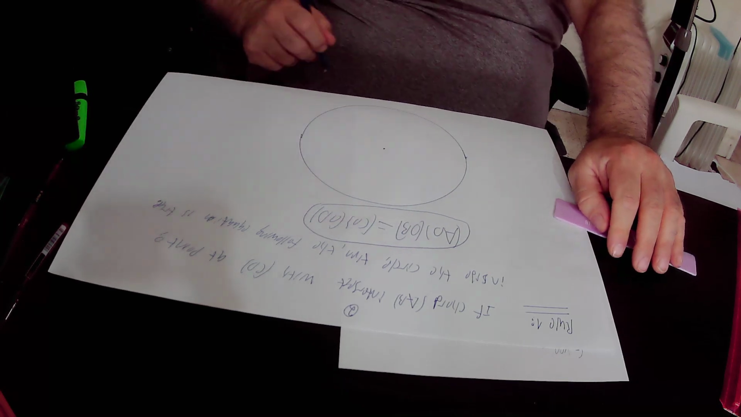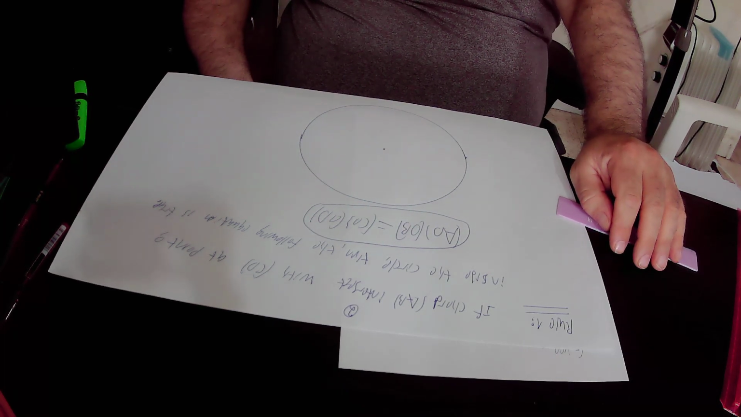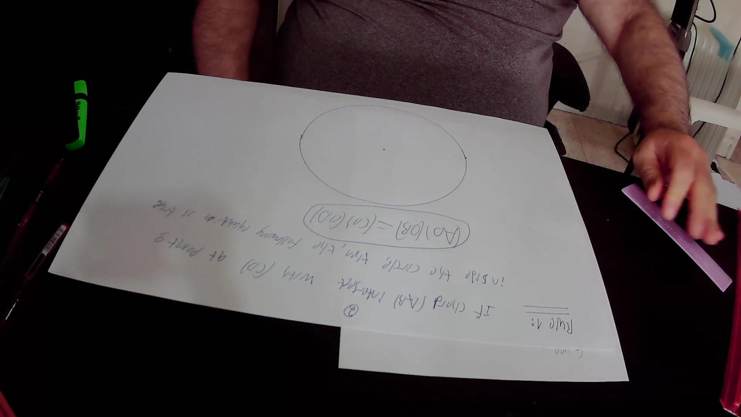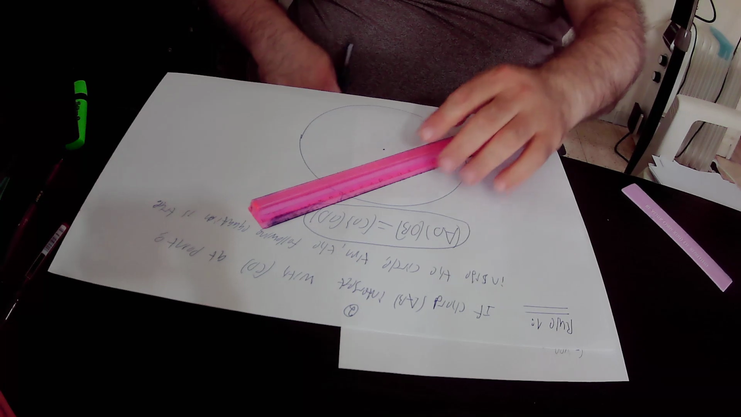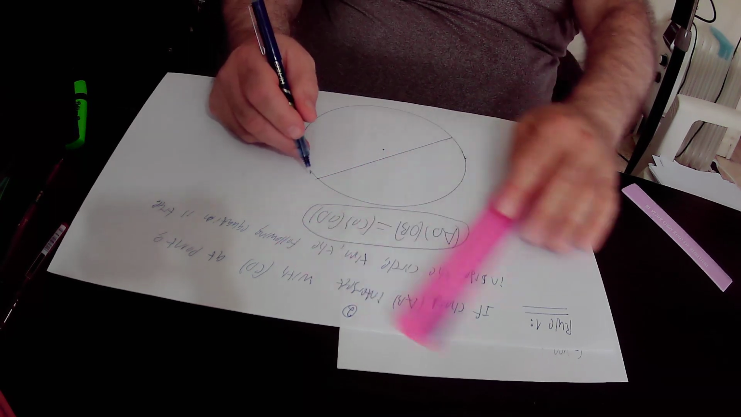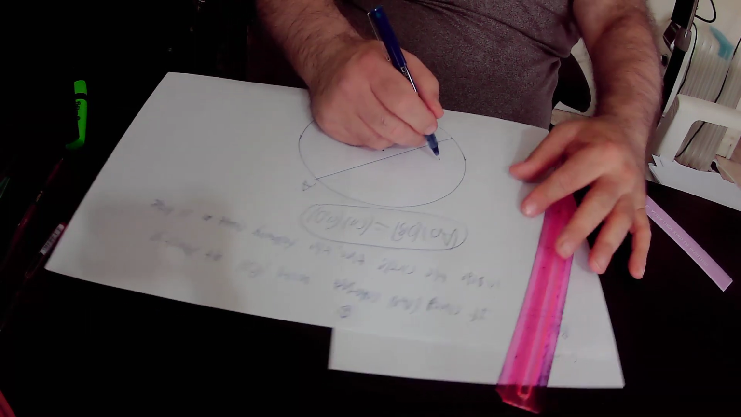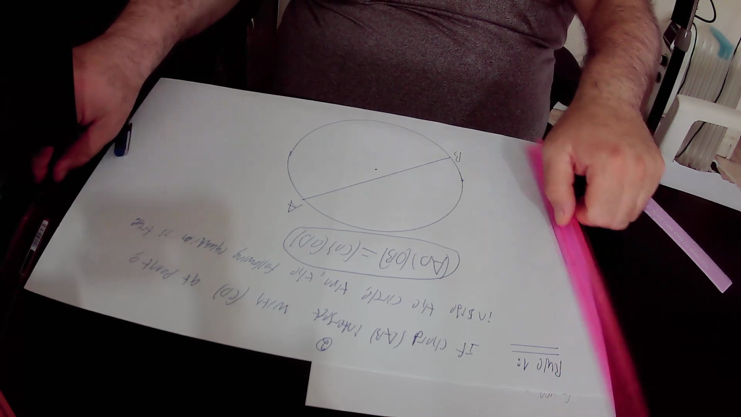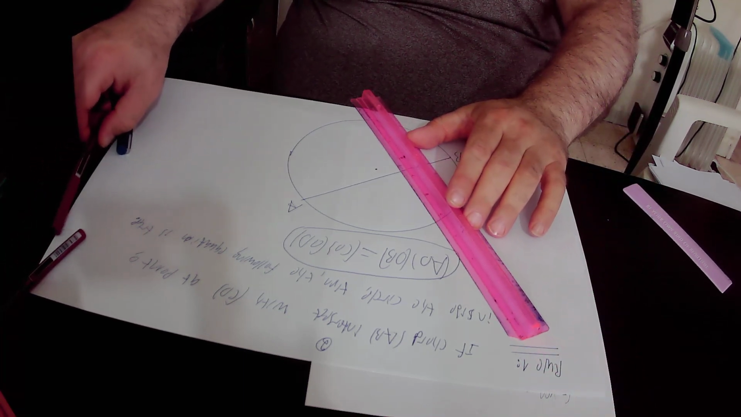I'll repeat rule number 1 again. According to rule number 1, if chord AB intersects with chord CD at point O inside the circle, then the following equation is true: AO times OB equals CO times OD. So here we have chord AB, that intersects with chord CD.